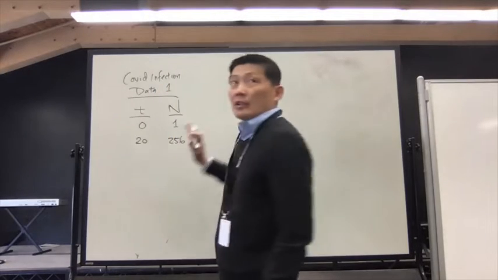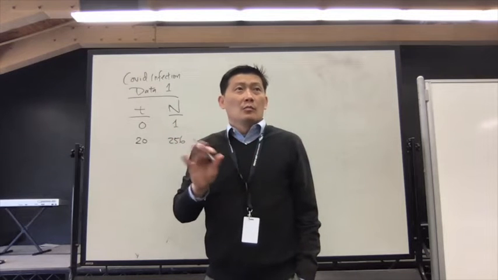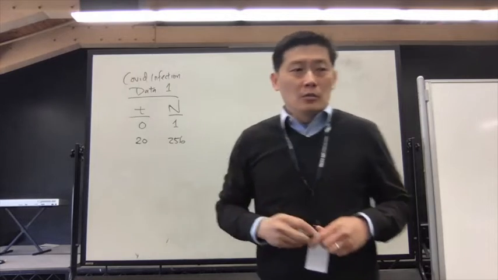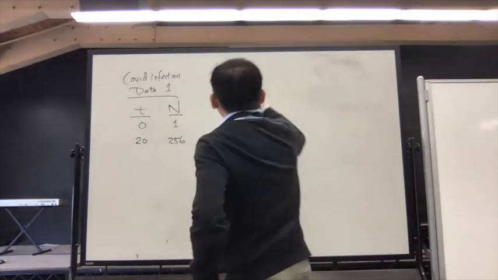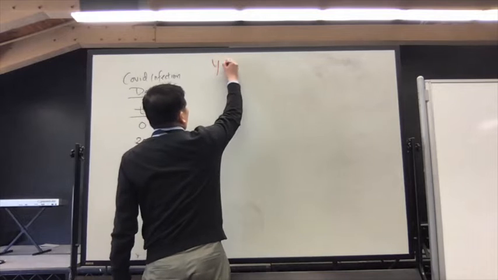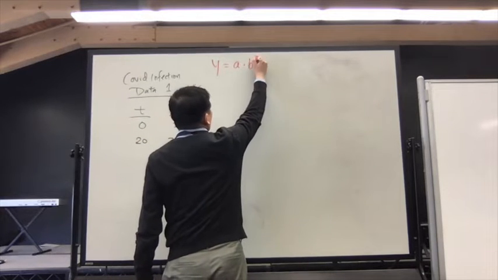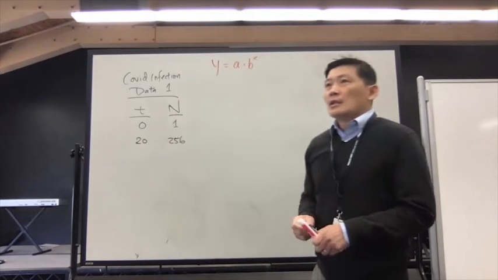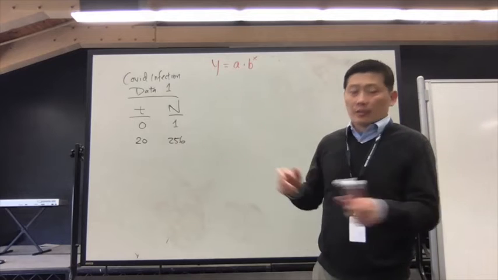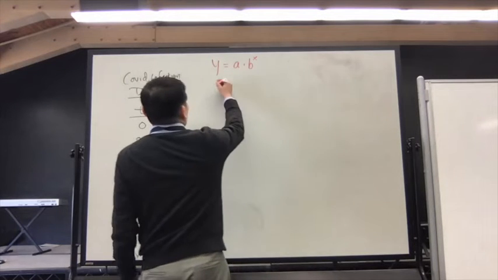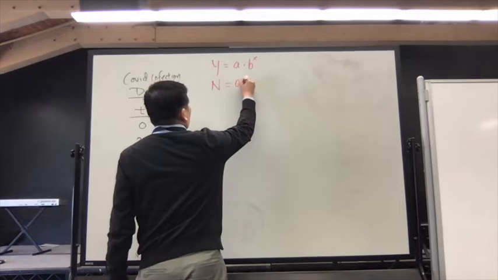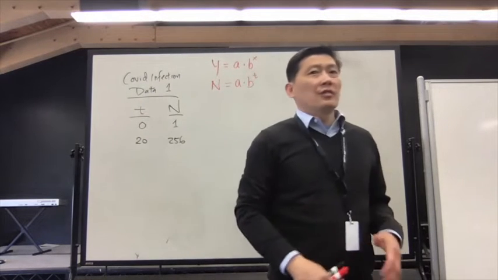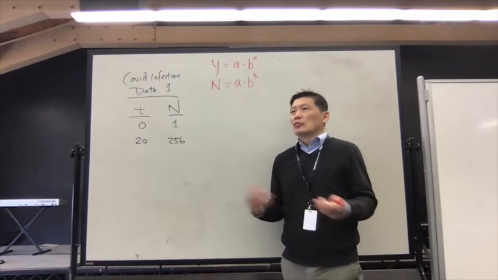Later on, I'm going to give you data two in the same way, and then just help you walk through this. So we know that in our original form of exponential function, we have y is equal to a times b to the x as a general model, general form. In this case, we can replace the variable. We can call this n is equal to a times b to the t power, right? It's exactly the same function, just using different variables.